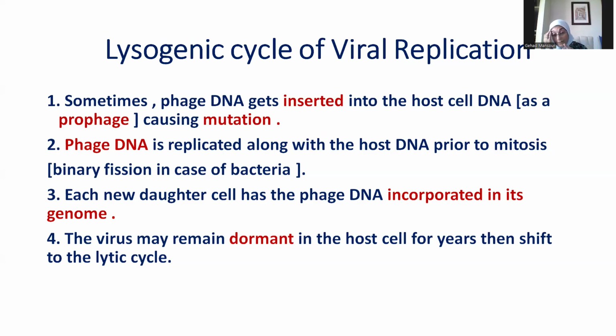When the bacterium reproduces by binary fission, which is an asexual type of reproduction, and divides into two, it duplicates its DNA, and meanwhile it duplicates the DNA of the virus. The virus stays there for years and years until after several cycles or several years in case of hepatitis, it changes to the lytic cycle. If it stays like this without changing into a lytic cycle, it would cause cancer.